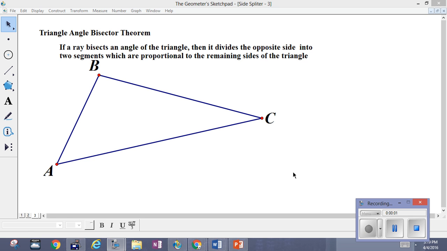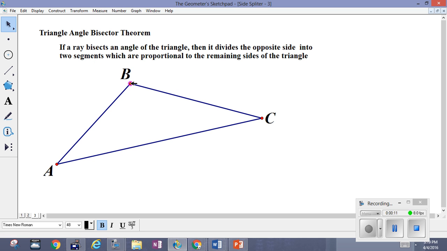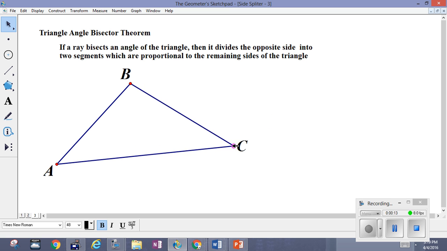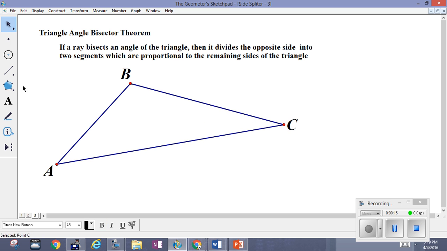The last theorem for section 8.5 is what we call a triangle angle bisector. Now, it sounds a little confusing, but it's really not that bad, so let's just take a look at it. So here I have a triangle, any triangle, very flexible. What I want to do is bisect one of the angles.